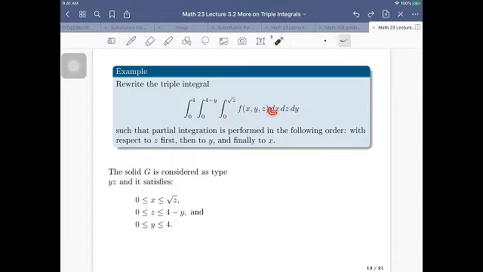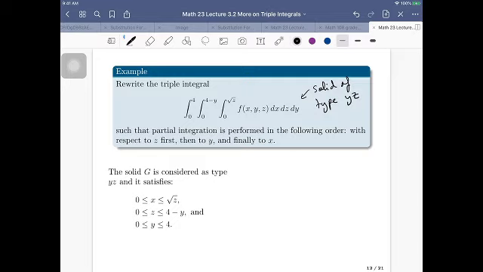Because the innermost integral is integrating with respect to x, that means the region over here is a region in the yz plane. So this is a solid of type YZ. And again, what are solids of type YZ? These are solids wherein the projection is on the YZ plane, and then there is a well-defined roof and floor function.